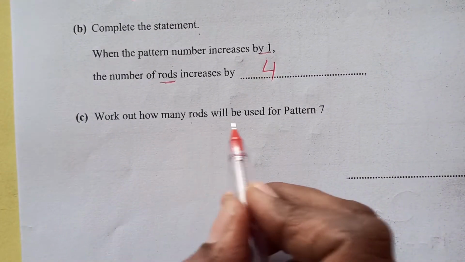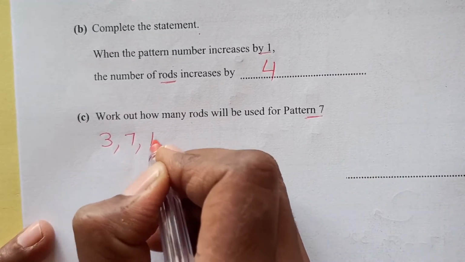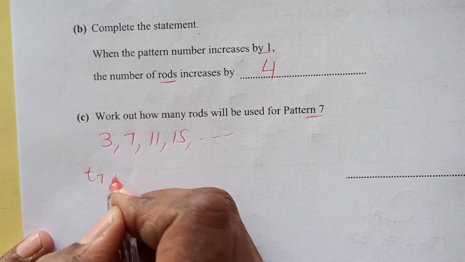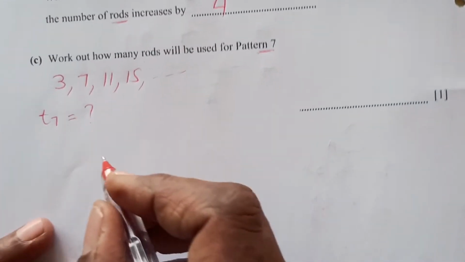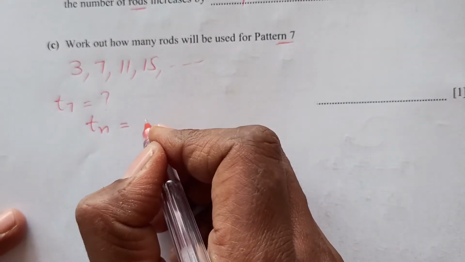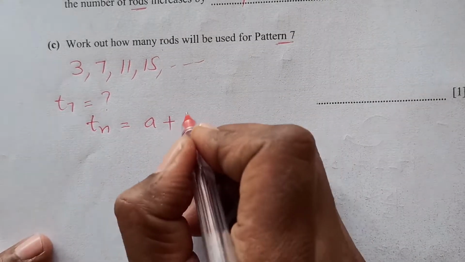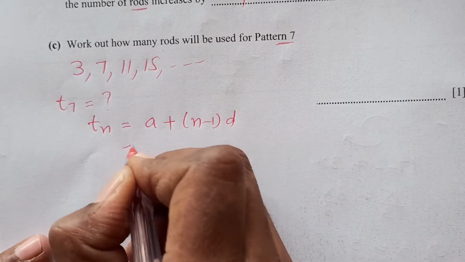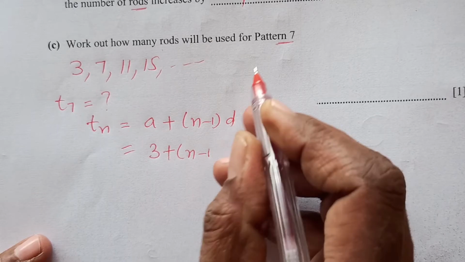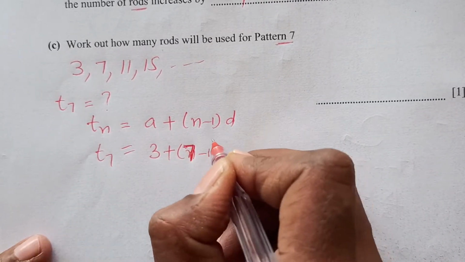So work out how many rods will be used in pattern 7. So we have here the sequence like this, right? So that means we can find out T7. For T7 we have the formula Tn, the nth term, is a plus (n minus 1) times d, where a is the first term, and the first term is 3, and n is 7, because we are looking for the 7th pattern.